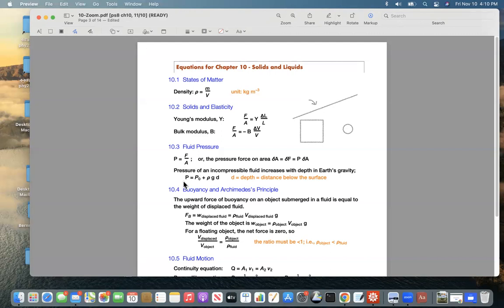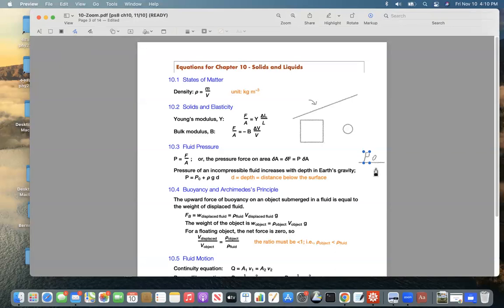There's an equation which shows how pressure increases with depth in a fluid. So if you have like a lake or something, you have some pressure at the surface, P0, that'll be atmospheric pressure, presumably. So that's the pressure at the surface, P0.